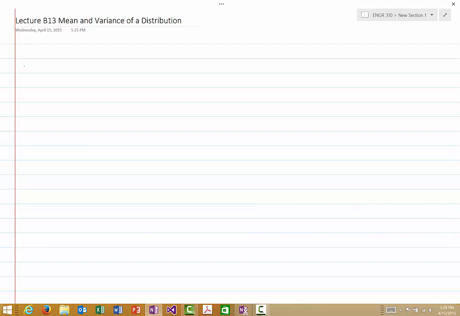So we'll say problem 24.6.2, find the mean and variance of x, the random variable x, where x is equal to the number a fair die turns up.